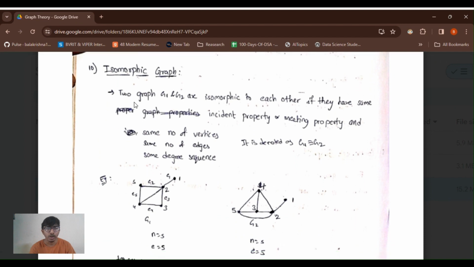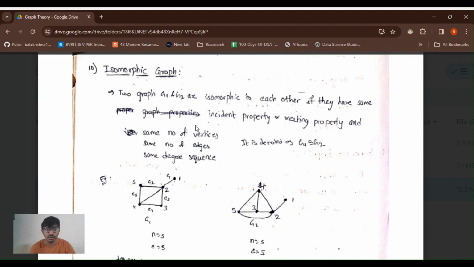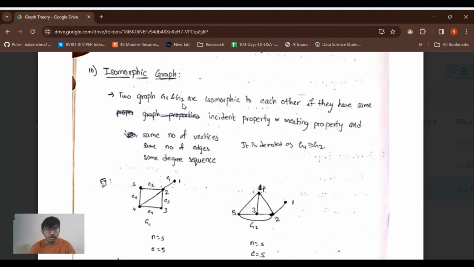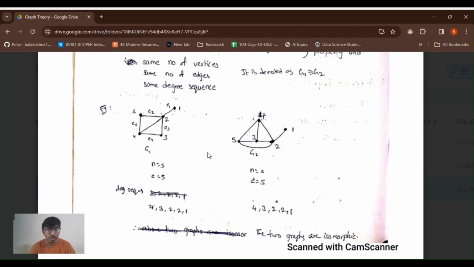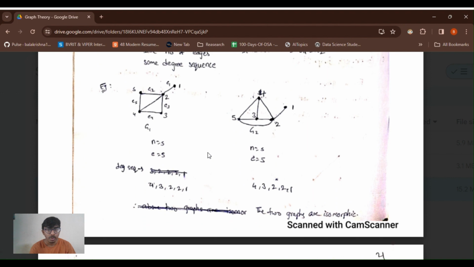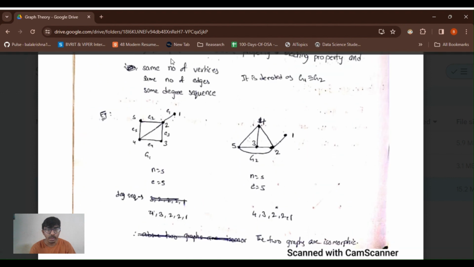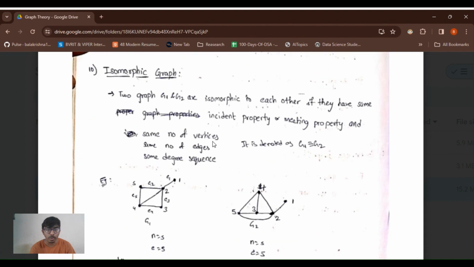Isomorphic graph. Two graphs G1 and G2 are isomorphic to each other if they have the same incidence property or meeting property. So in isomorphic graphs, the same number of vertices, same number of edges and same degree sequence are there. So if these things are possible, then the two graphs are isomorphic to each other.